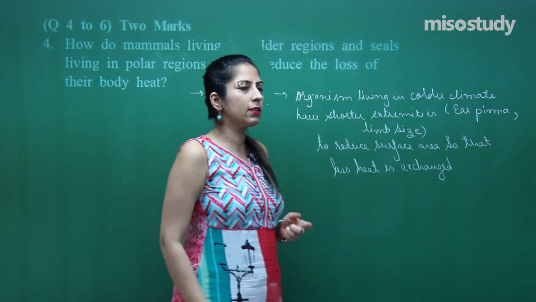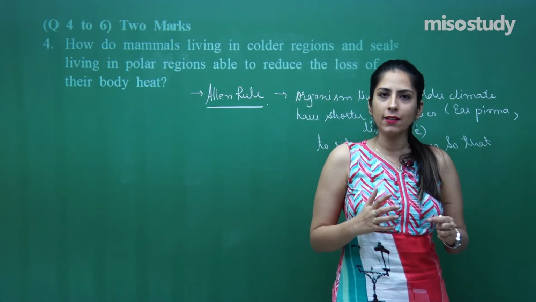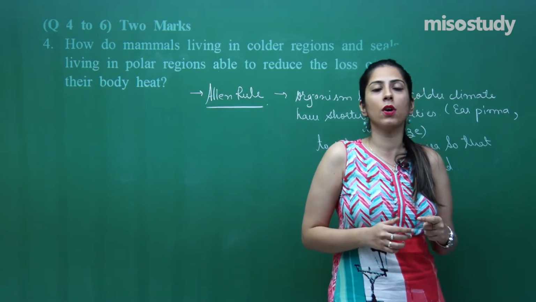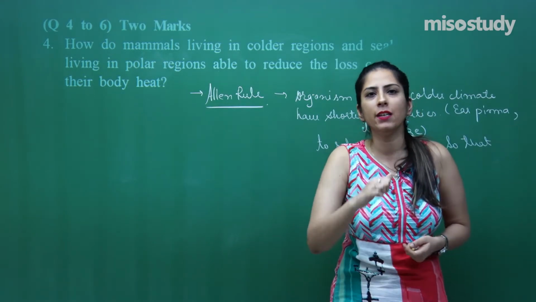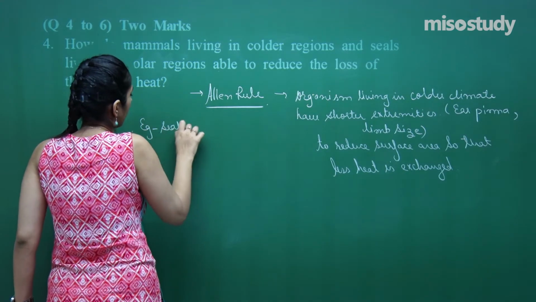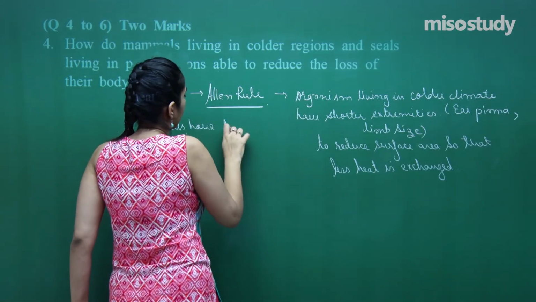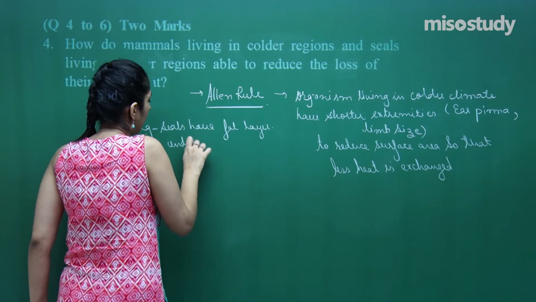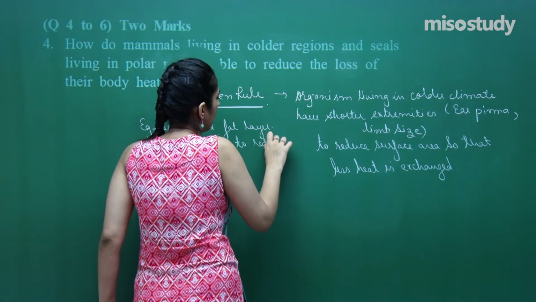Now, in this they have a very specific thing so that the heat loss can be reduced. That is the presence of a fat layer. When you see under the skin, a fat layer is present which is called blubber, so that overall the heat should not get exchanged. For example, seals have a fat layer under the skin, called blubber, to reduce heat loss.